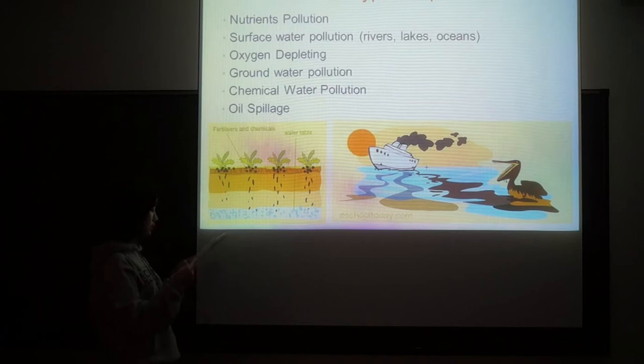And the last one is chemical water pollution. Many industries and farmers work with chemicals that end up in water. These include chemicals that are used to control weeds, insects, and pests. Metals and solvents from the industries can pollute water bodies. These are poisonous to many forms of aquatic life and may kill them.